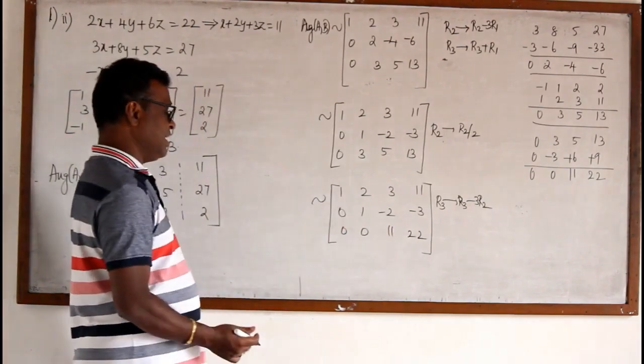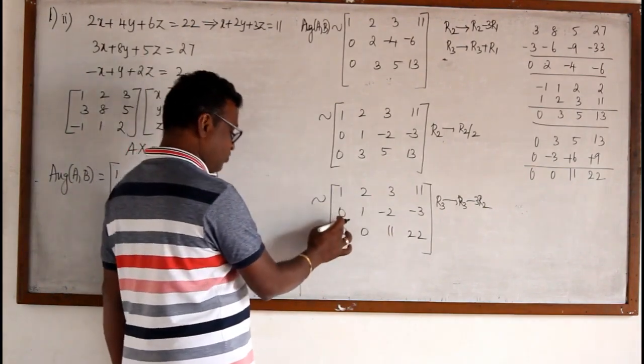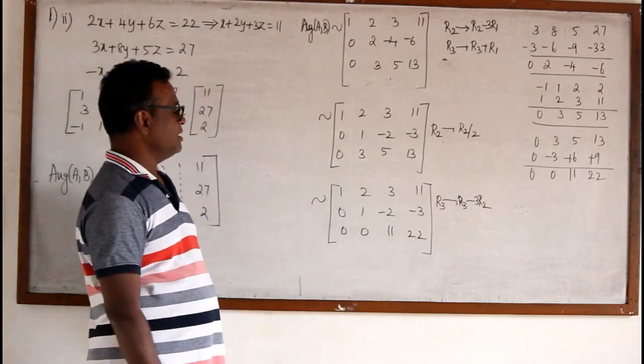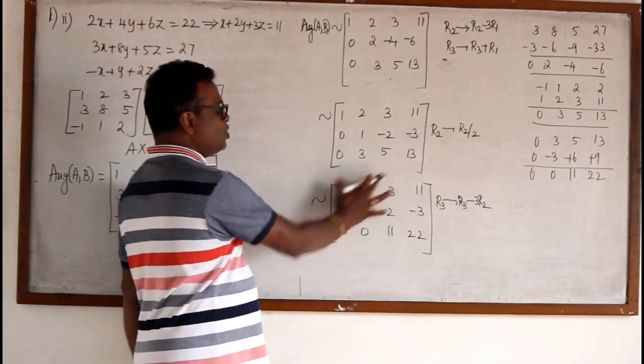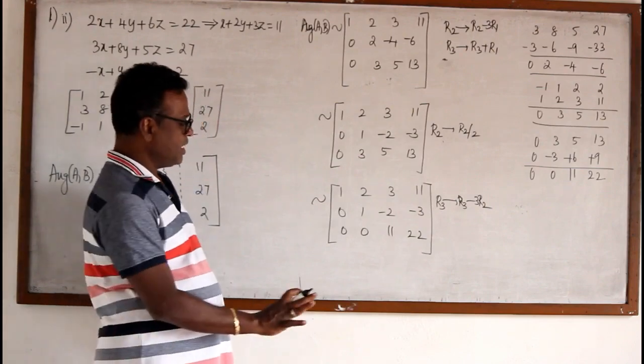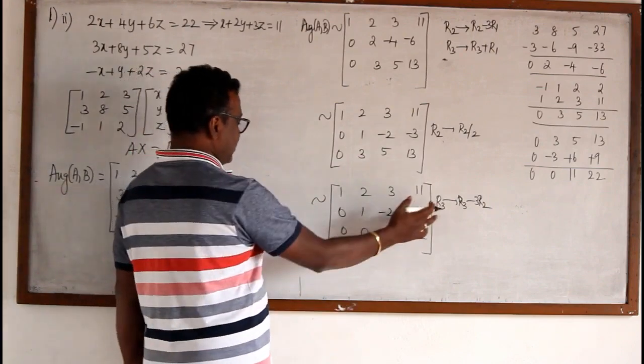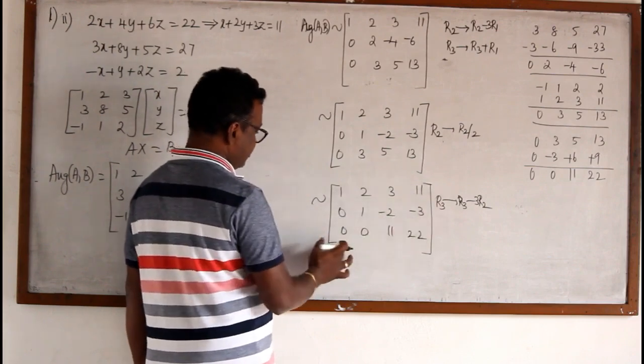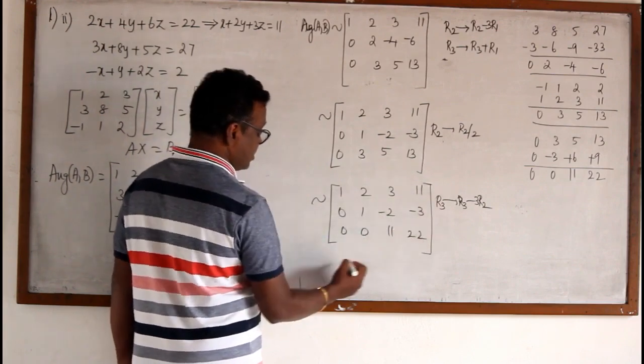I have arrived at this echelon format, that is 1, then below that 0, 1, below that 0, 0, extra. That means this is of echelon form. So no more reduction is possible, so I can stop after this. Now when I compare this matrix, in the first row there are numbers, in the second row there are numbers, and in the third row also I have non-zero numbers.